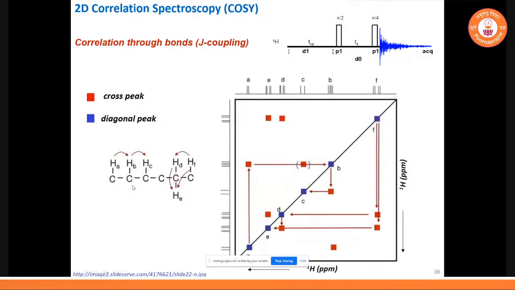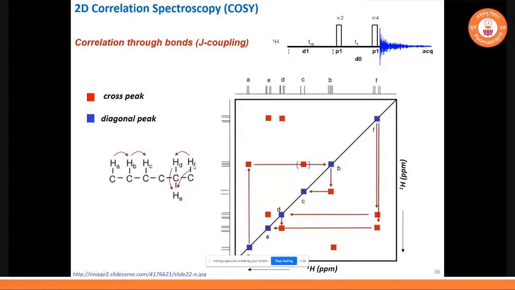So what information will we get? We'll get through-bond correlation. Usually we have coupling in NMR between HA and HB because they are 3 bonds away. But we don't have coupling between HA and HC because it is more than 3 bonds away. We'll not see a correlation between them. Now in your spectrum, A and B are correlated because they have a J coupling between them. B and C are correlated, so we have a cross peak. This is the same information; it's a mirror image. So you can look at just one half of this spectrum.